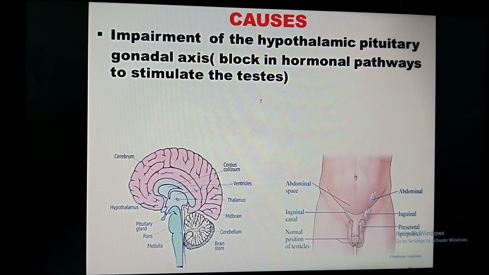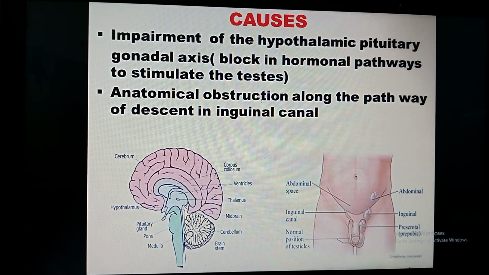That canal runs from the abdomen and is connected to the lower part. Stimulus is a kind of pulling force. But due to a block in this hormonal pathway, this normal mechanism does not take place. There is no pulling force for the testis, so the testis remains in the abdominal cavity itself.